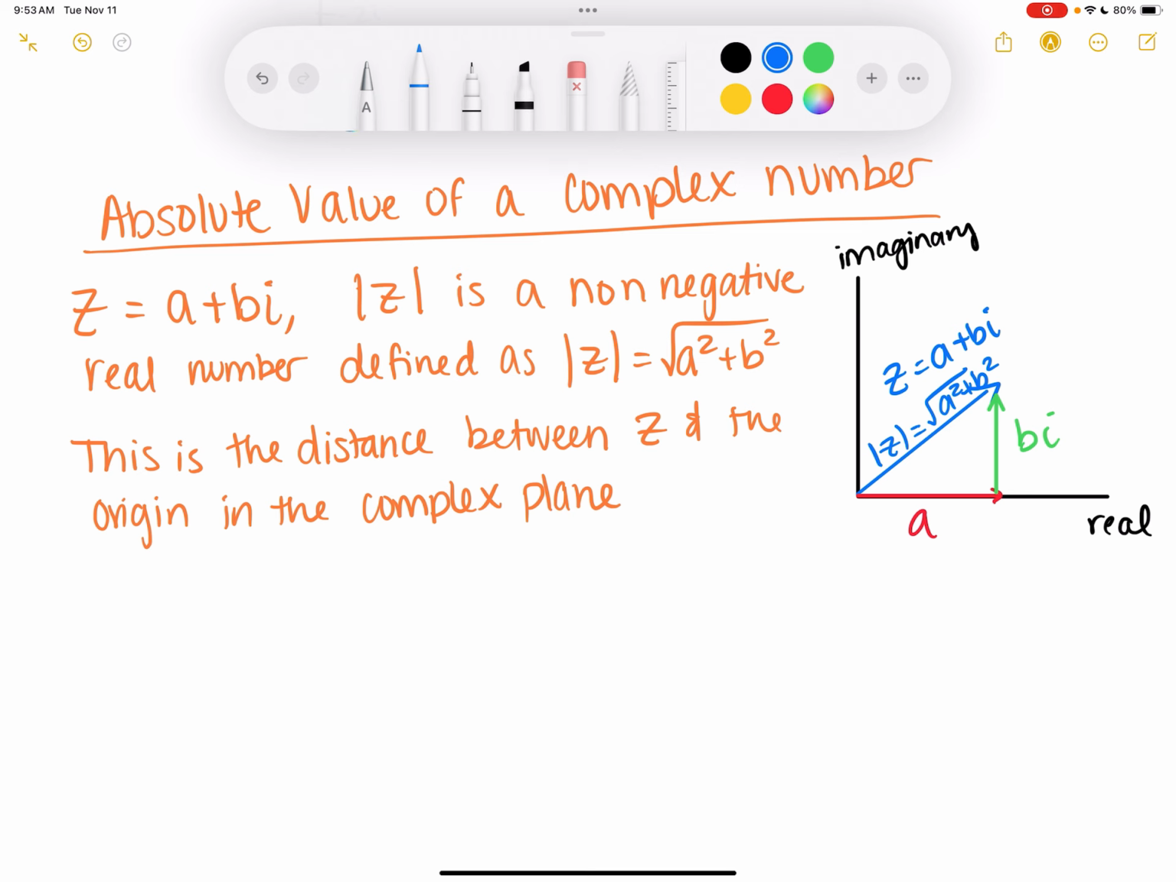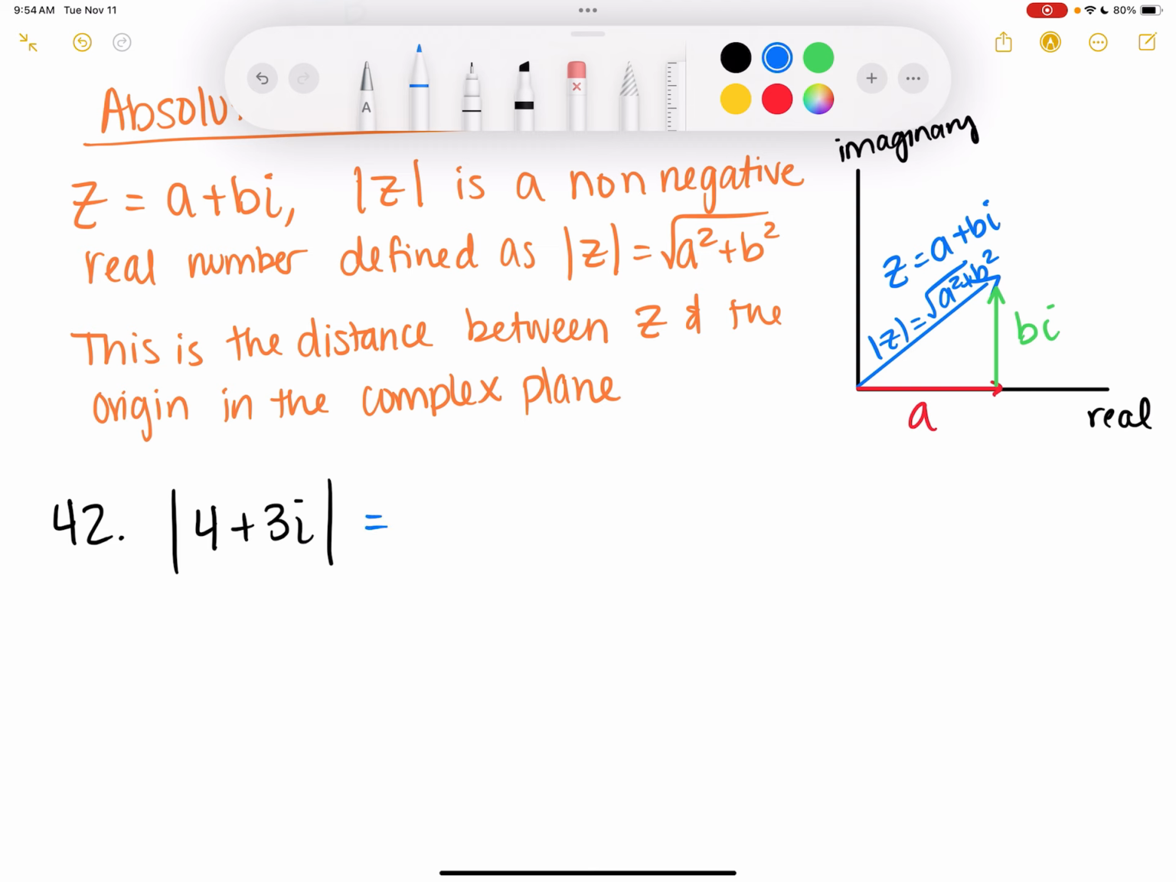Okay, so a couple examples of this. 42. The absolute value of 4 plus 3i. This is way easier than it looks. You're not actually graphing this. So we literally just take this number and plug it in for a in this formula. So it's the square root of 4 squared plus 3 squared, which is the square root of 16 plus 9, aka 25, which is 5. That was easy. So as long as you remember this little formula, you'll be okay.